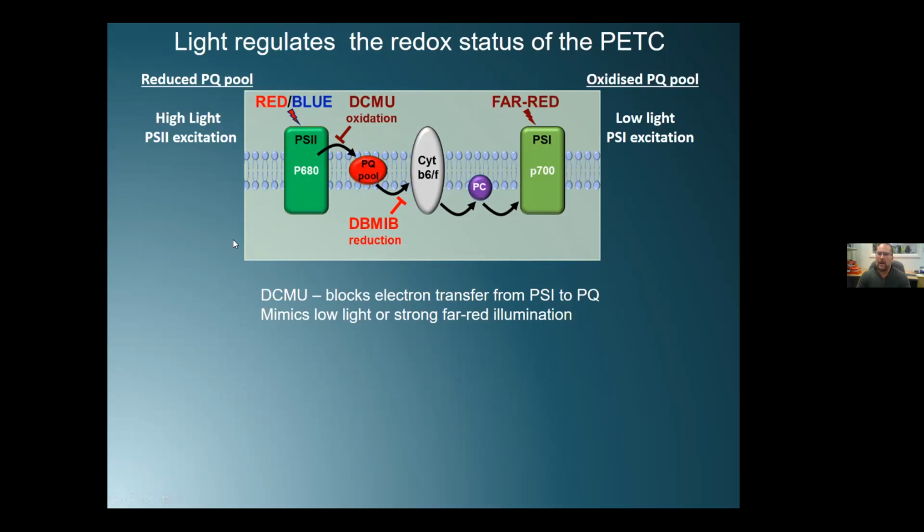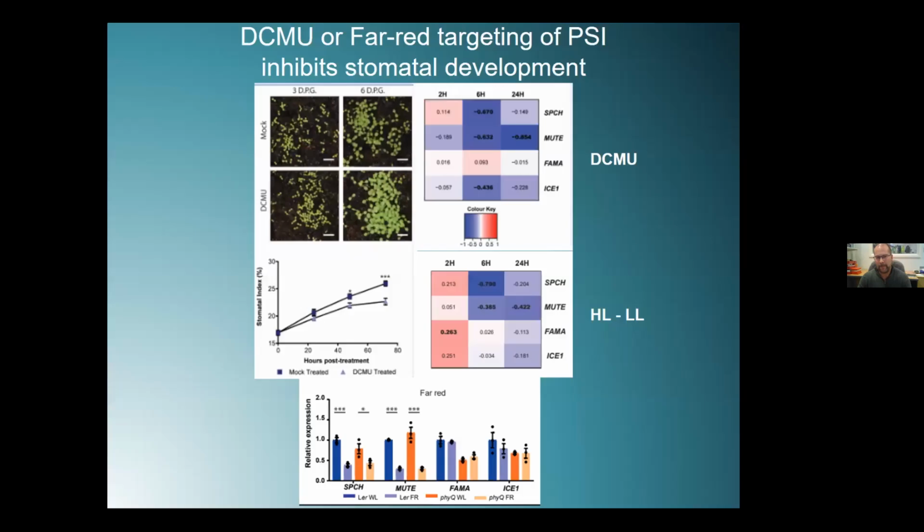So, okay, DCMU treatment sort of has connotations of low light. So what happens if you treat plants with DCMU? And this is what we did. And here's some results. And I should say I can only tell you a small part of this story, but this is going to be hopefully published, released next week in Current Biology. So the full story will be out there.